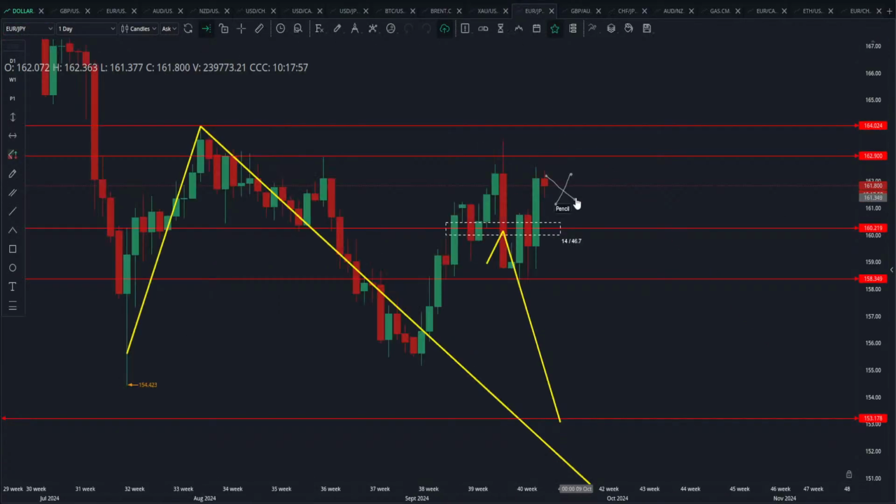Okay. Euro yen, I am not trading this market. I'm not trading this market because euro is going down and I cannot buy euro against the yen. If I want to buy, I will buy the US dollar against the yen if I want to.